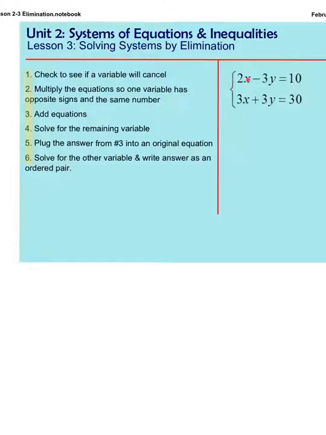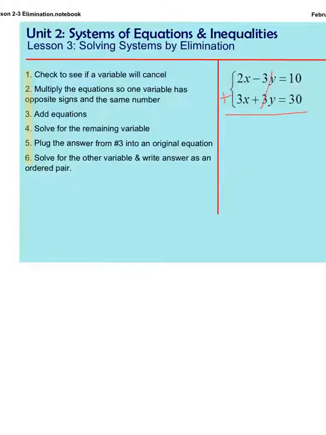You're going to first look at this system here. So here's an example of a system. You're going to check to see if a variable will cancel if you just add it together. So if you look at the system and add it together exactly as you have it, you haven't changed anything about it. If I add the x's down, I get 5 x's. But if I add the y's down, because they're opposite signs and the same number, if I add them, they actually cancel out. And that's what this means. Check to see if a variable will cancel. So that's the very first thing.